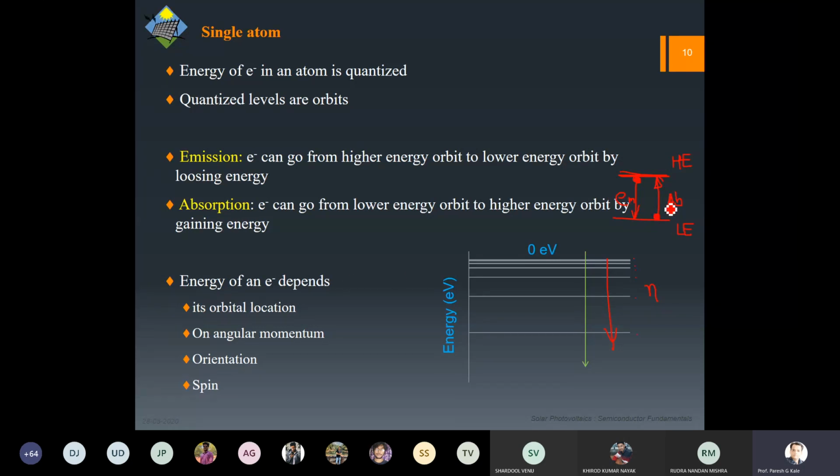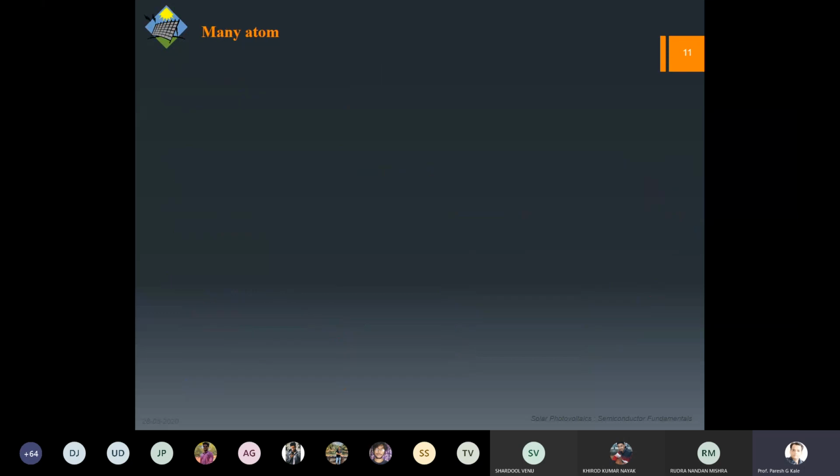Okay, so how this energy is going to change depends on a few factors which we have already discussed, which are defined by the quantum numbers: n, l, m, and then spin. So these four quantum numbers we have seen will decide the energy required. If you are talking of any two levels, you can take the difference of that, and that is the energy which should either be absorbed or emitted to change the levels.